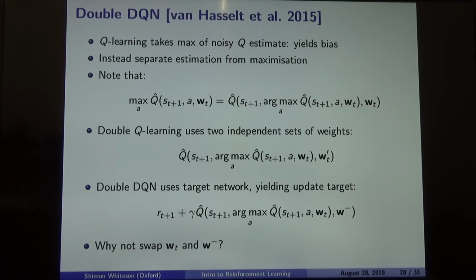So an important question then is, why do we do it in this order and not the other way around? If the idea behind double Q-learning is the weights should be different, why don't I swap W and W minus? They'll still be different. What do you guys think?